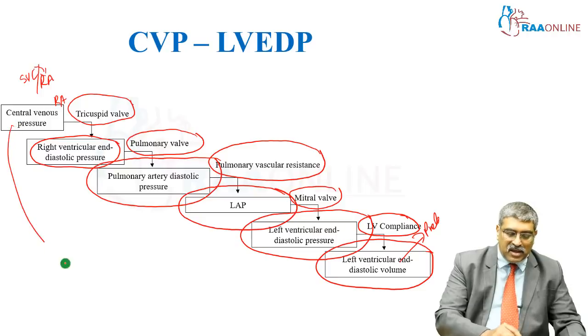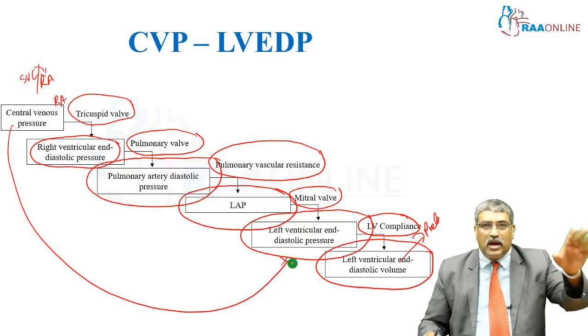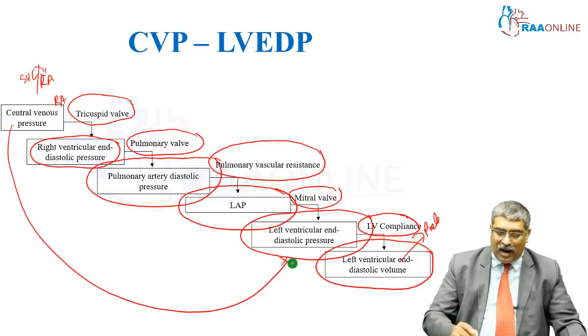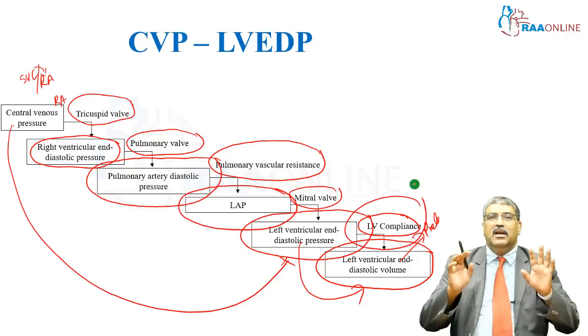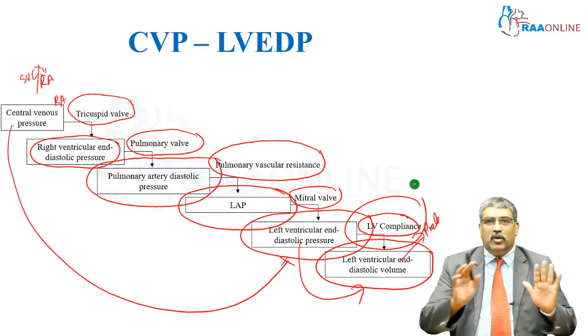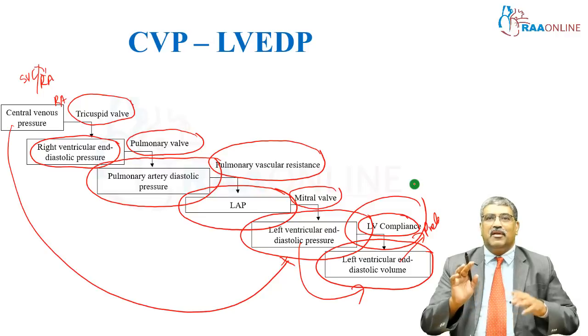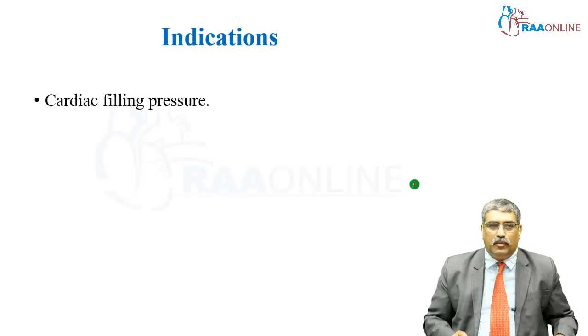So, for the CVP to reflect the left ventricular end diastolic pressure, all the intracardiac chambers should be normal, and for the pressure to reflect the volume, the compliance of the left ventricle should be normal. So, indirectly your CVP reflects the left ventricular end diastolic pressure, which indirectly reflects the left ventricular end diastolic volume.